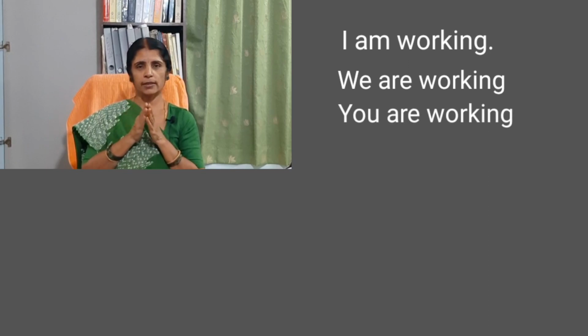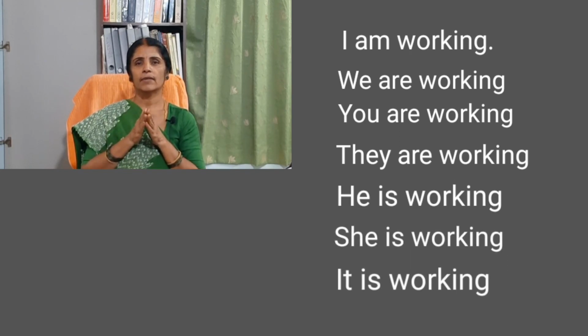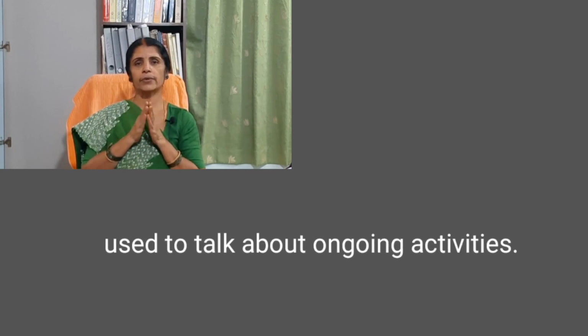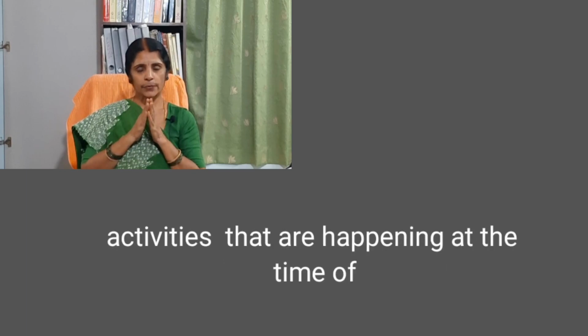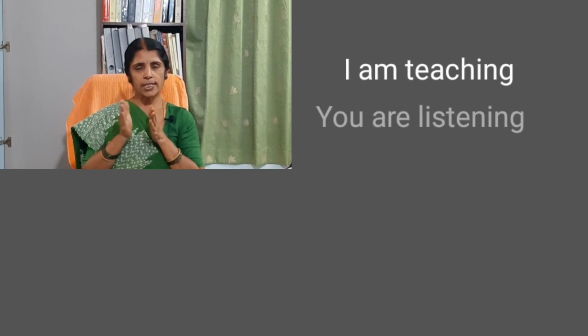Take a look at these examples. I am working. We are working. You are working. They are working. He is working. She is working. It is working. Present continuous tense is used to talk about ongoing activities, activities that are happening at the time of speaking. I am teaching. You are listening.